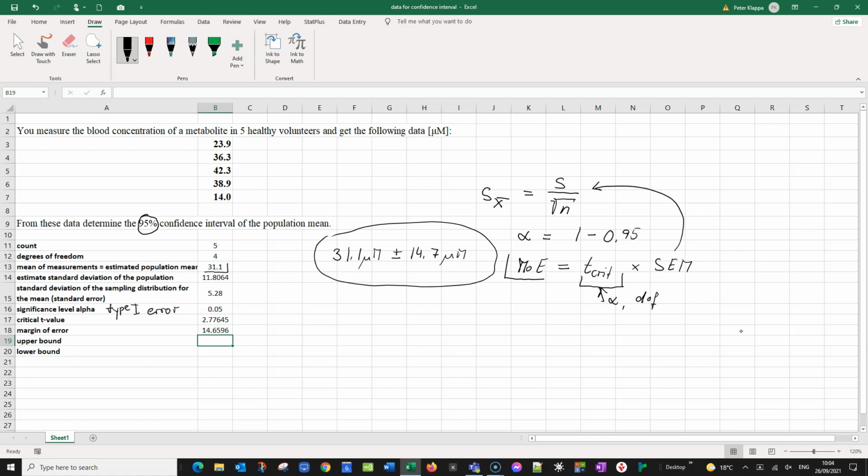We now can calculate the upper and lower bound. So all we need to do is we just simply add to the population mean the margin of error. Then we get the upper limit, so equals the margin of error that we've calculated here. No, it won't let me.